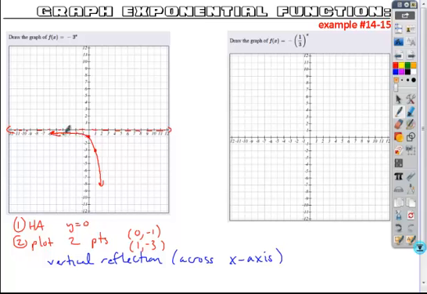But notice it was what you expected. Here's exponential growth, looks like this. When it's reflected across that x-axis, it should open down in that manner.